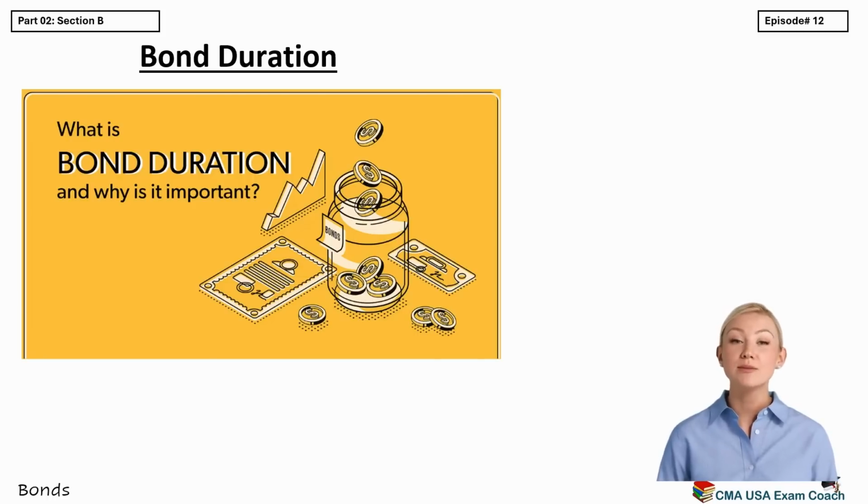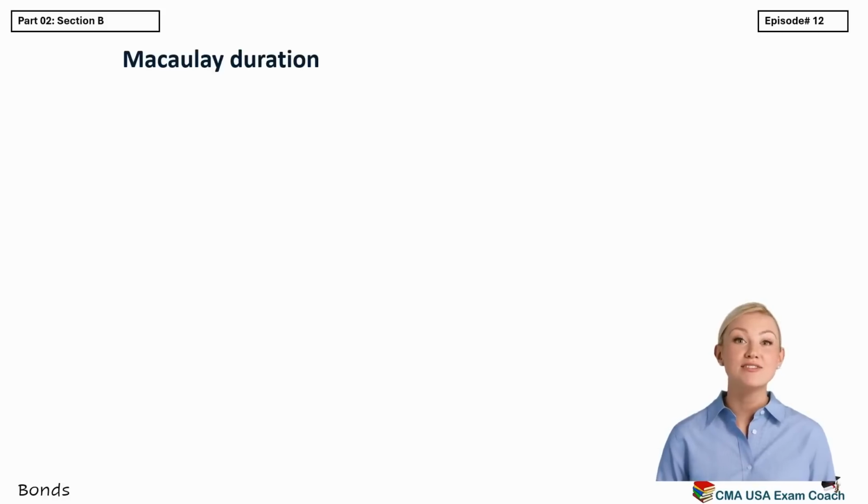There are two major types of bond duration you need to know. Macaulay duration: this tells you the weighted average time in years to receive all cash flows from a bond. Modified duration: this tells you how much a bond's price will change if the interest rate changes by 1%.